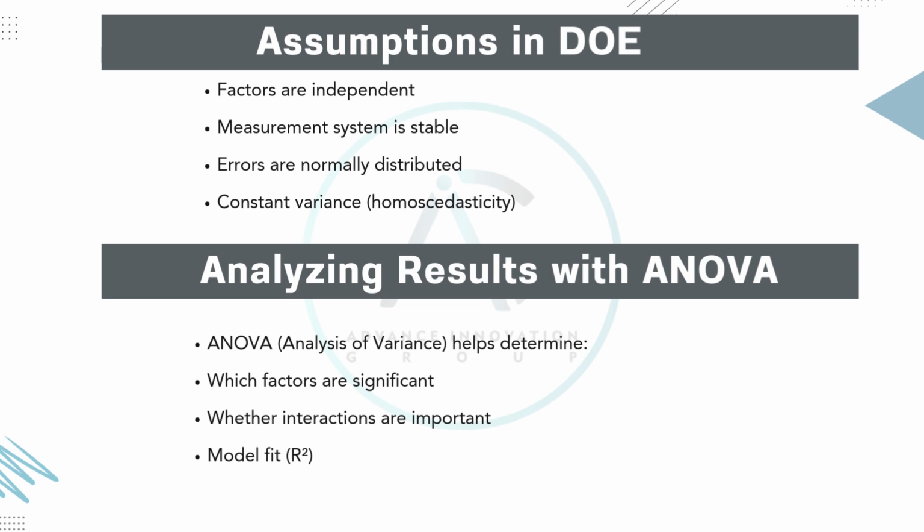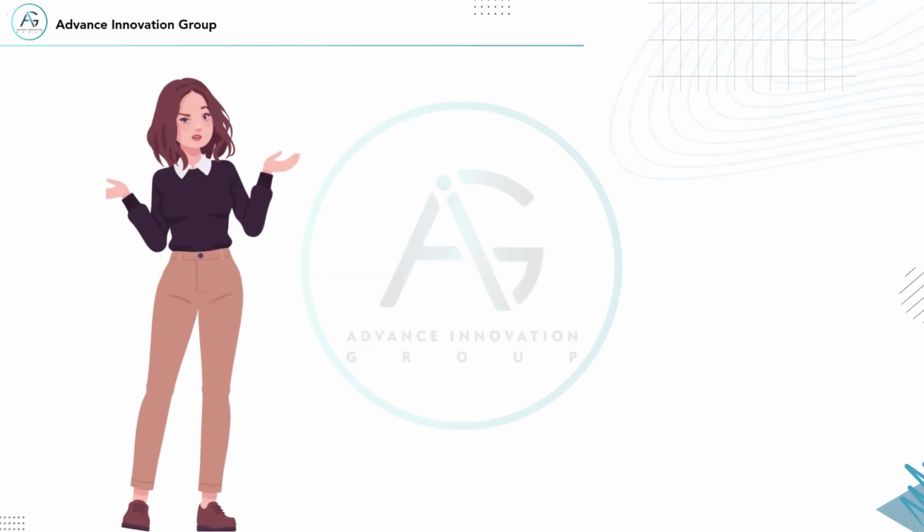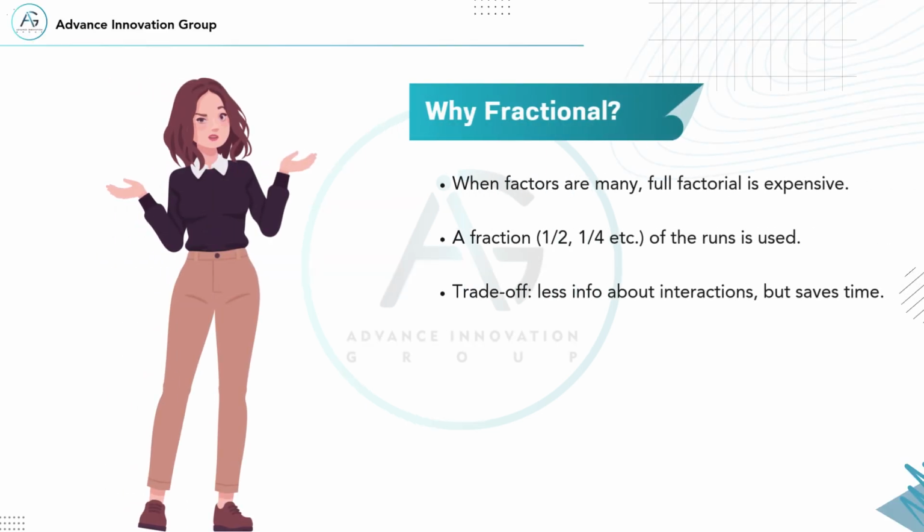the process effectively. When we have many factors to test, running a full factorial experiment can become very expensive and time-consuming because the total number of runs grows exponentially. To manage this, we use a fractional factorial design, which means we run only a fraction of the full set of experiments, like half (1/2), a quarter (1/4), or even less.